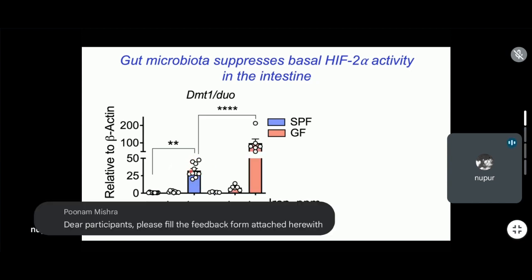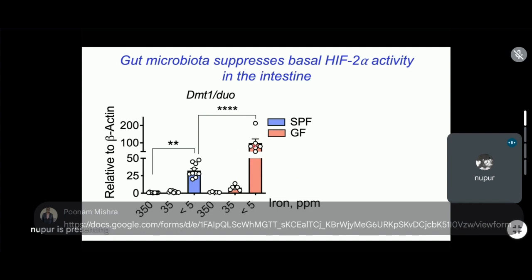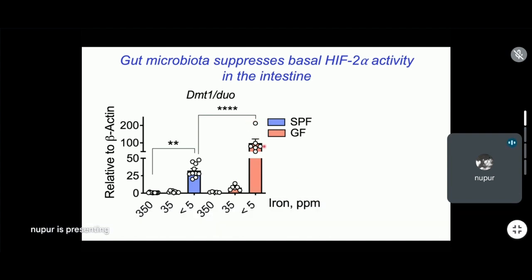But what happens to the germ-free mice? We were shocked to see it goes even higher, to almost 100-fold. That was unprecedented. That was not known in the field at all. We could not believe it. Just for the sake of this talk, to save time, I'm only showing DMT1, but the other two transporters also show the same pattern. They are even more upregulated in the germ-free system.